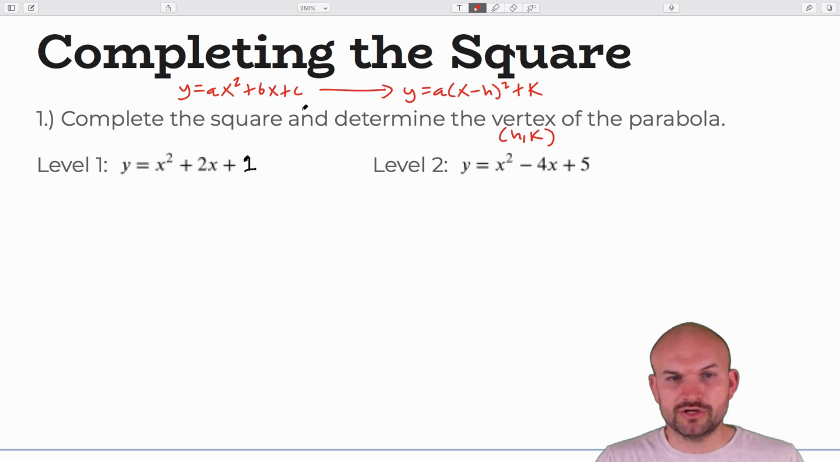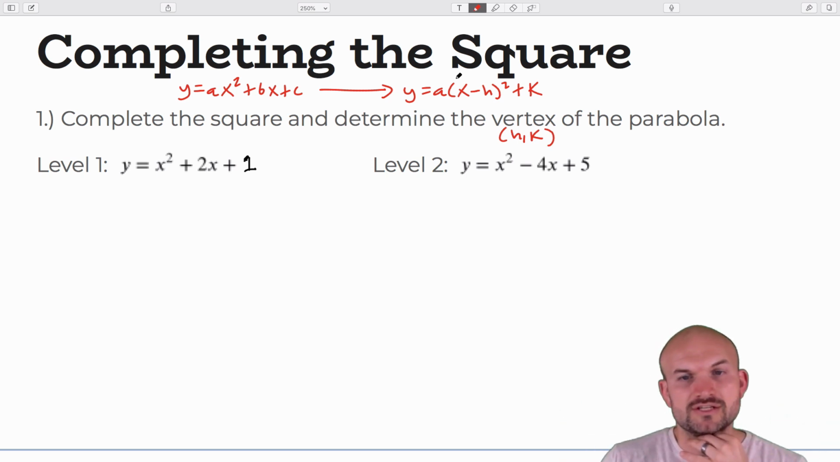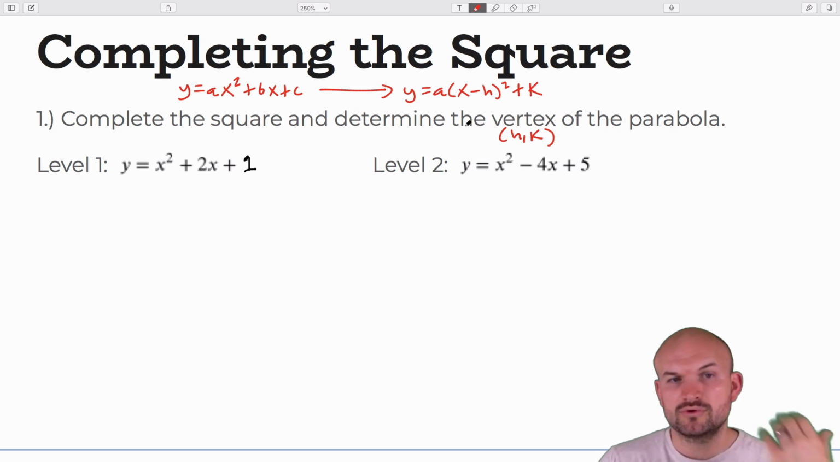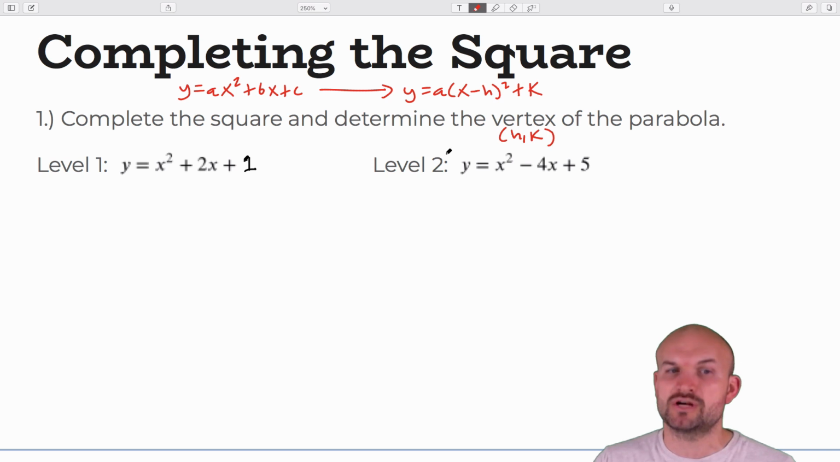So what we need to do, if you understand the difference between these two forms, is this has a binomial squared, right? You have a binomial raised to the second power. So how does that come? Well, that comes from having a perfect square trinomial. So completing the square is really the process of creating a perfect square trinomial.